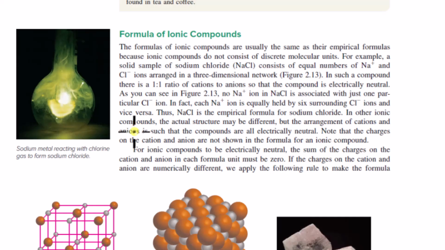In other ionic compounds, the actual structure may be different, but the arrangement of cations and anions is such that the compounds are all electrically neutral. Note that the charges on the cation and anion are not shown in the formula for an ionic compound, right? So for an ionic compound, any kind of lattice type structure where you can't identify molecules, you're just going to use the empirical formula.